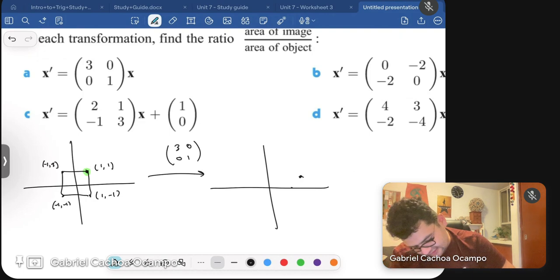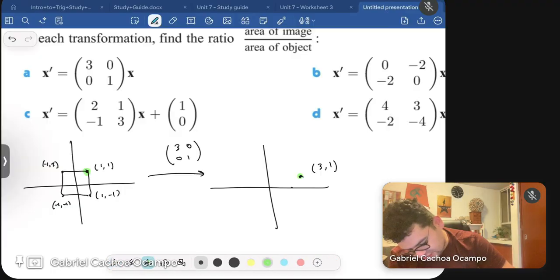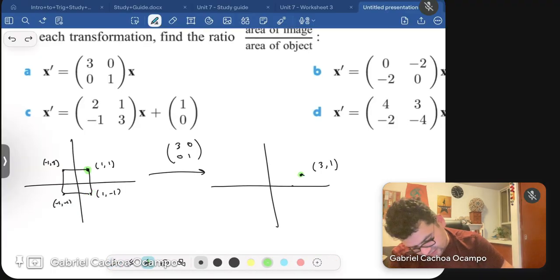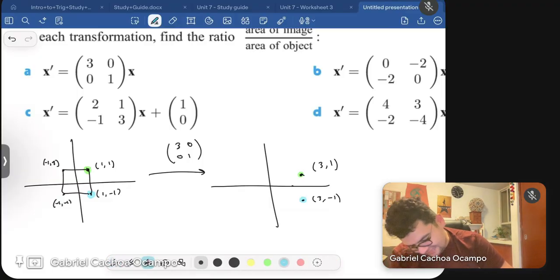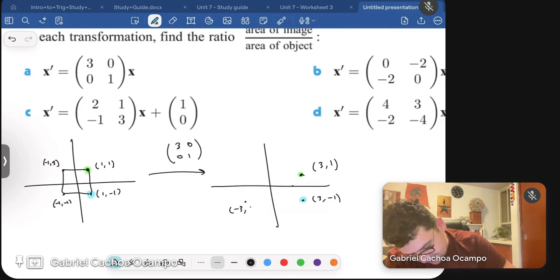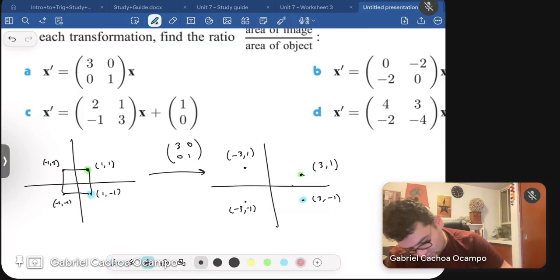If I apply this transformation, o sea, you can do the multiplication, but I think it's very clear, no, that this will end up here in 3, 1. If you apply this transformation to the 1 comma negative 1, now it's going to end up here in 3 comma negative 1. O sea, try it. I think that you see where I am going, no? O sea, what is happening? This is a stretching, no? The only thing that is changing is the horizontal axis.